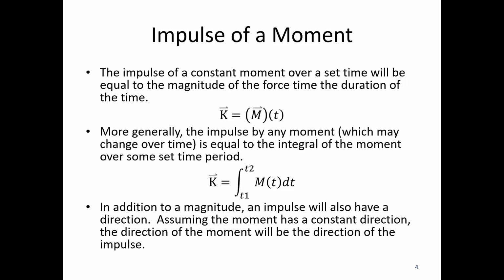So in addition to magnitude, the impulse is also going to have a direction. So assuming the moment has a constant direction, we're not going to do anything too crazy in this book, the direction of the moment is simply going to be the direction of the impulse over that time.